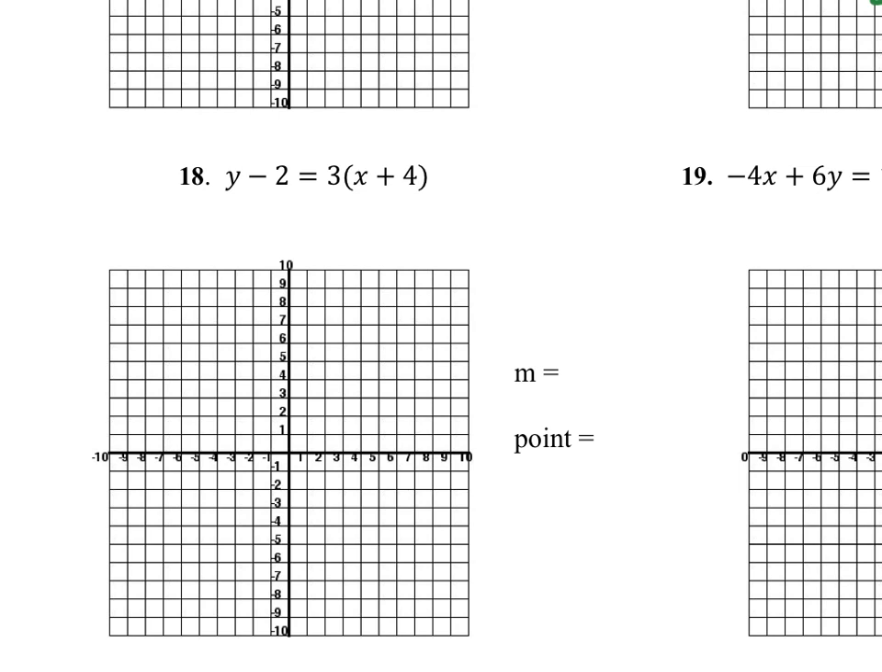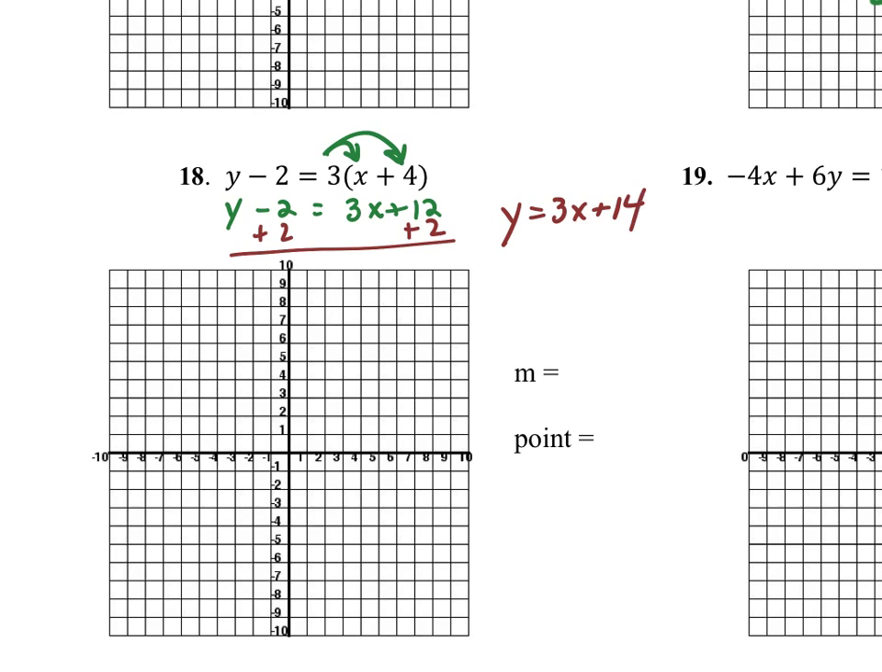18, there's a couple ways to do it, but we're going to do it the way that I think is easiest, which is put it in slope-intercept form. 2 steps, we've said. Distribute. 3 times 4 is 12. That was step 1. Step 2, get the y alone. That's what I get. 3x plus 14, slope of 3.